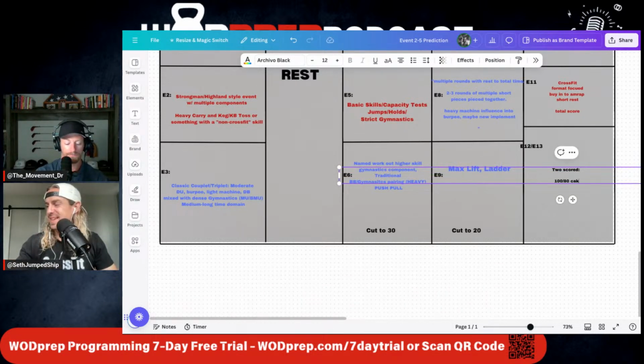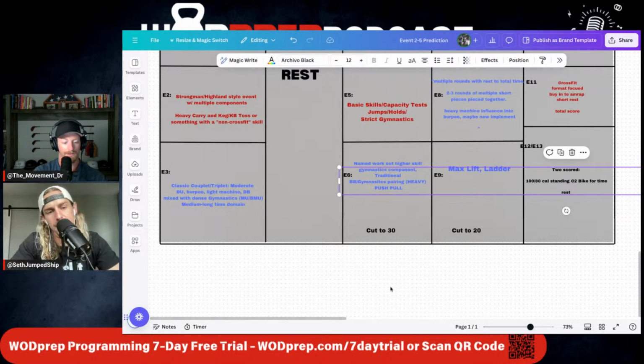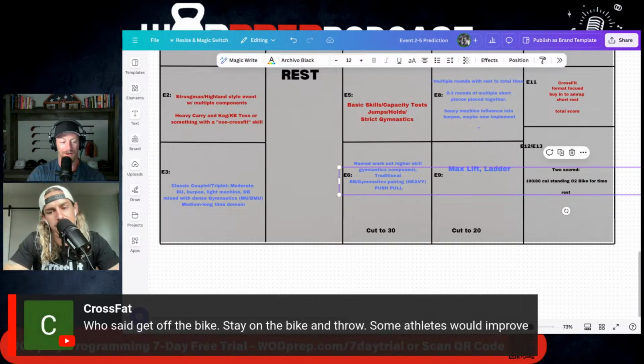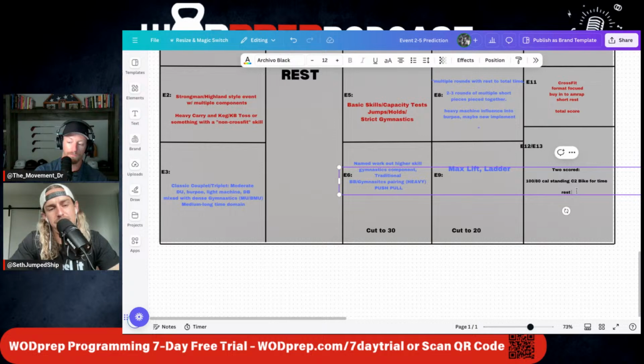180 cal standing C2 bike for time. Rest till, I don't know. So if we take 3 minutes, yeah, this is probably very true. All right. So rest till like 6-minute mark.